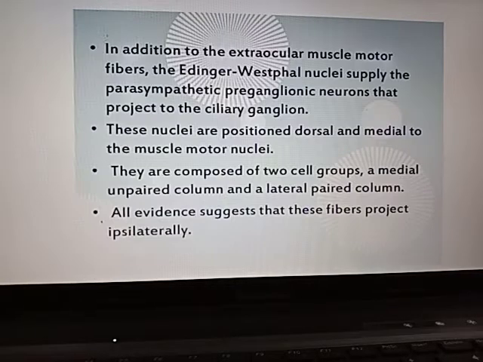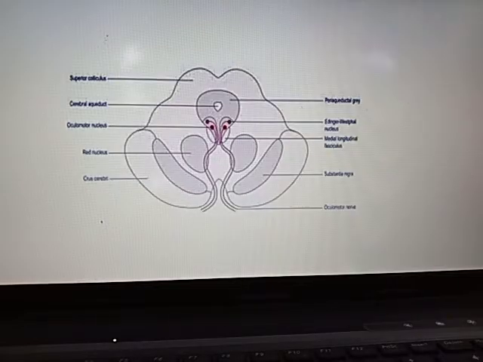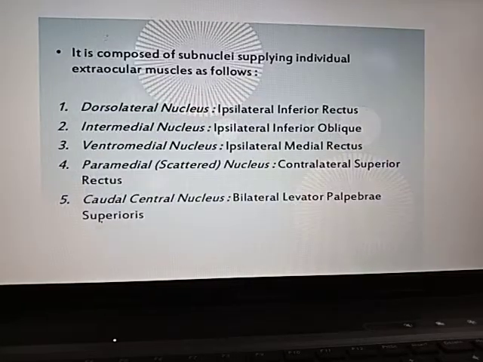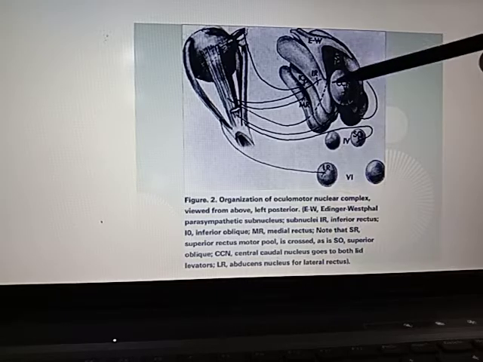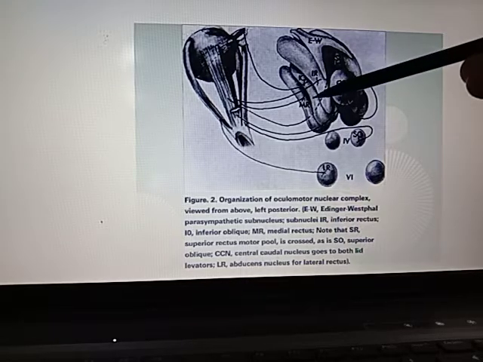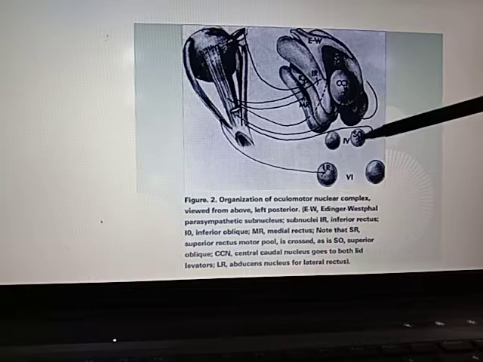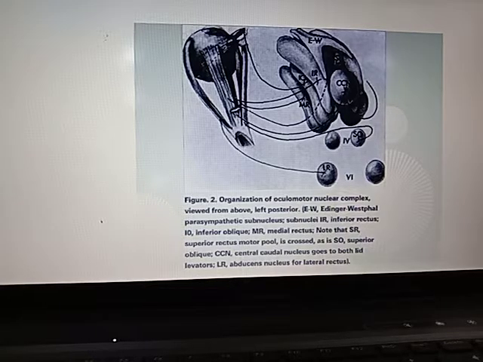Then come to the main subnuclei, and these are the foundation of this. EW means the Edinger-Westphal nucleus. This is the nucleus that supplies the inferior rectus, inferior oblique, and medial rectus. These are the foundation of this nucleus. Okay.